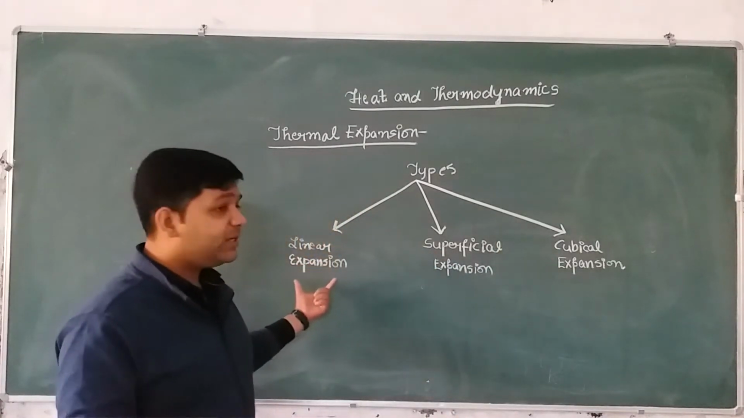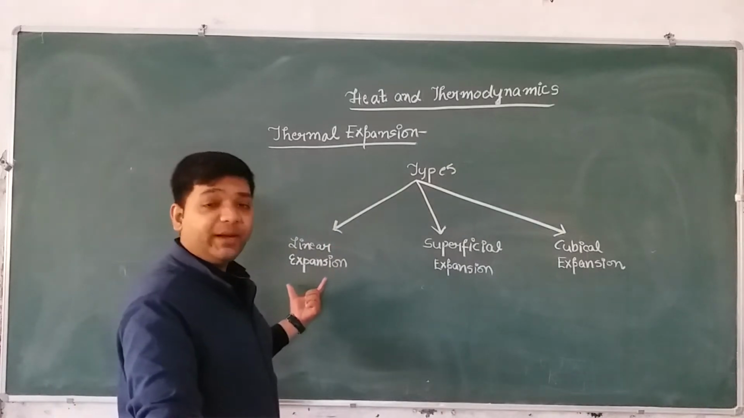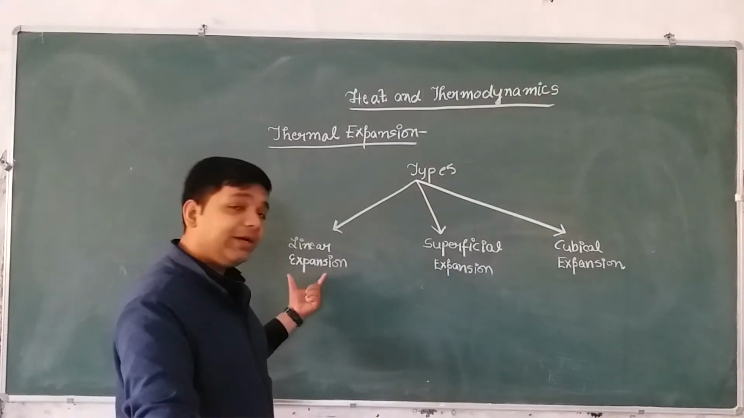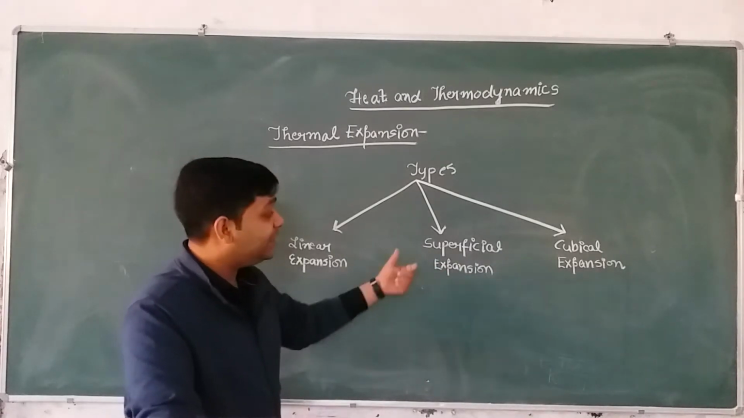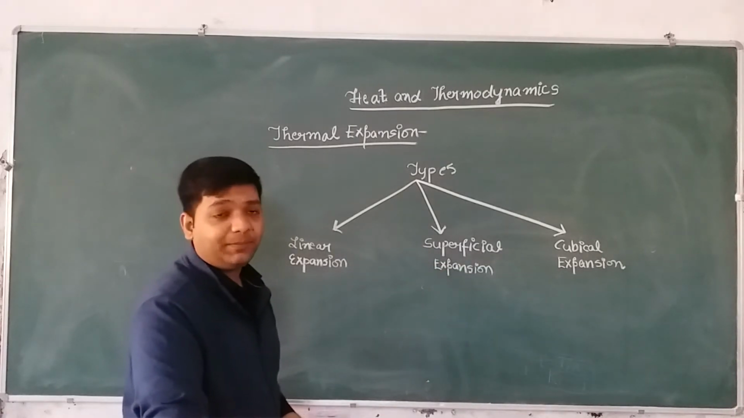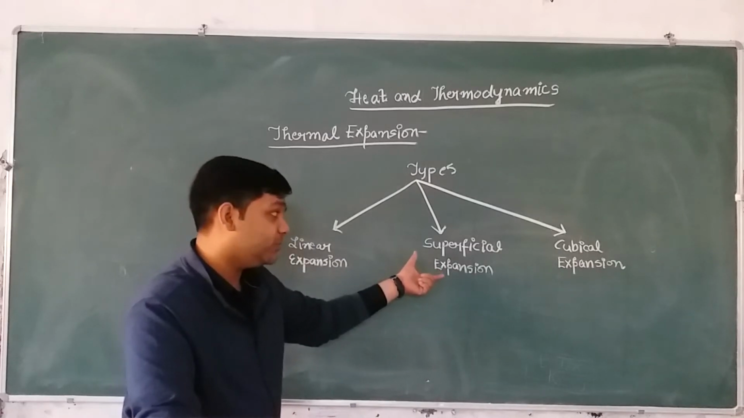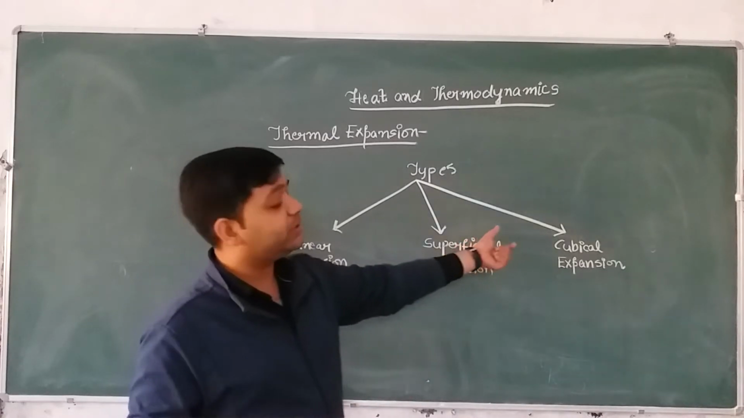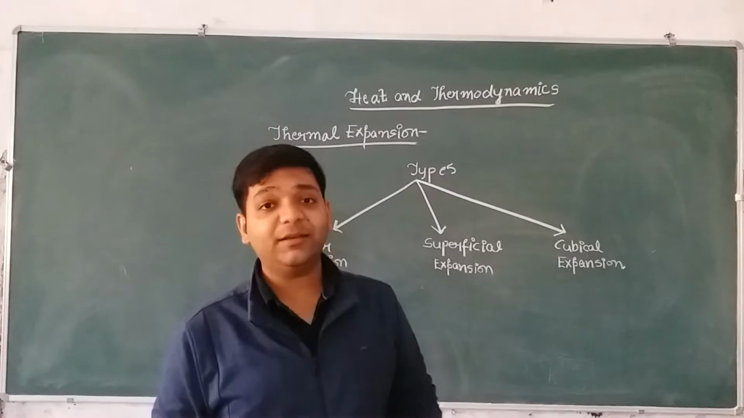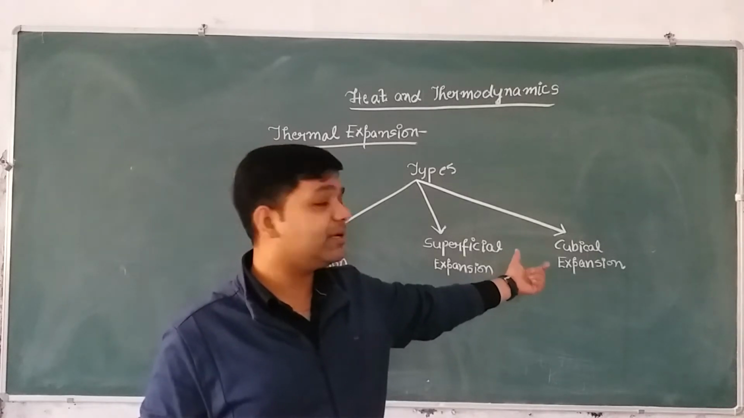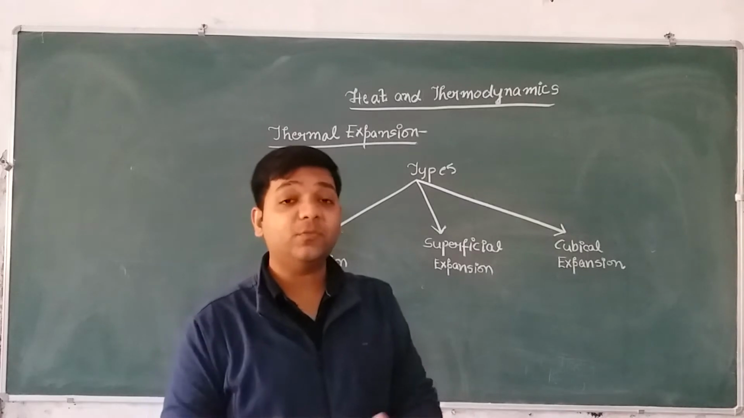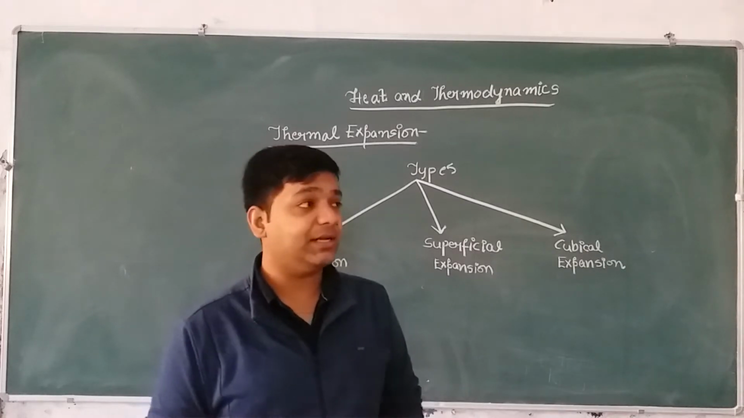What is linear expansion? The increase in the length of a metal rod when it is heated is called linear expansion. What is superficial expansion? The increase in the surface area of a metal plate when it is heated is called superficial expansion. And what is cubical expansion? The increase in the volume of a body when it is heated is called cubical expansion. This is what we discussed in the last class.